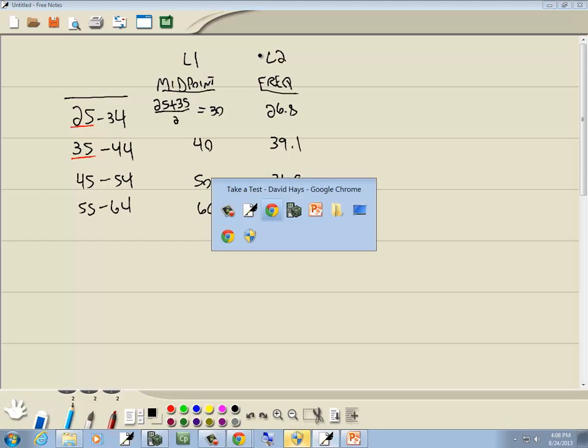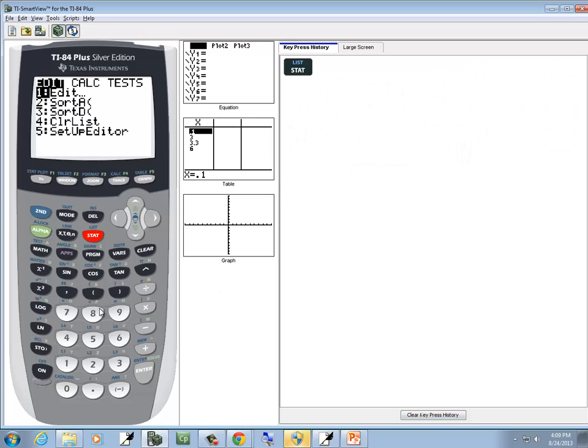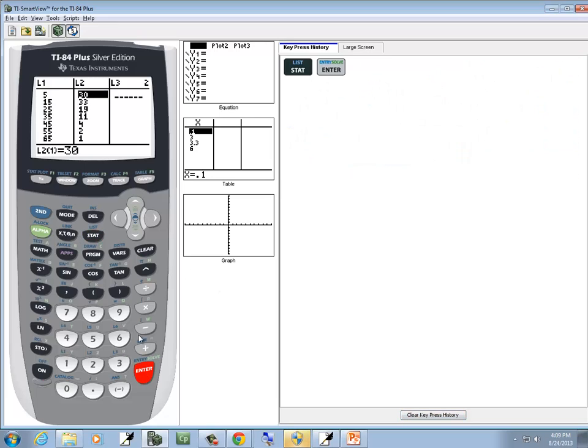Okay, so let's come over here. Go into Stat, go into Edit. I'm going to up arrow, highlight L2 and press clear and enter. And up arrow to L1 and press clear, enter.